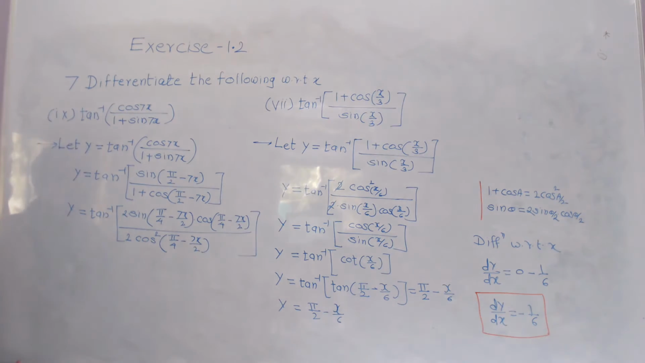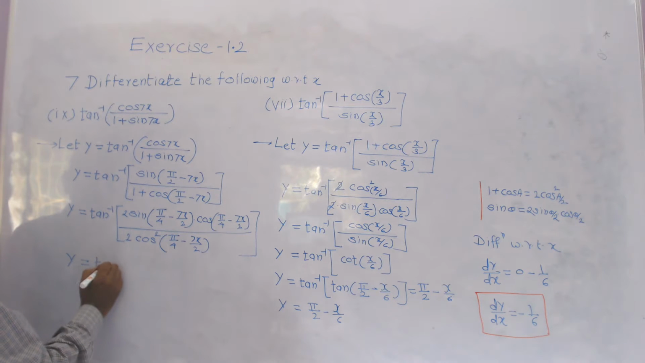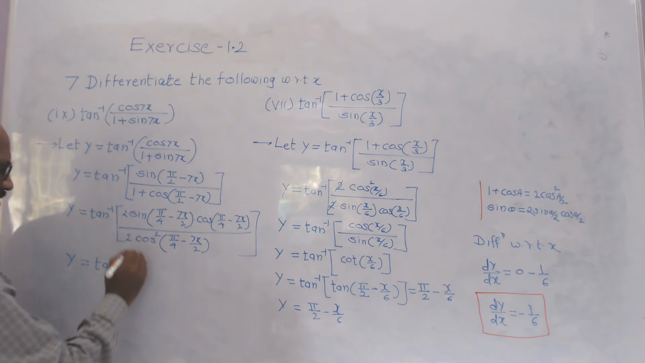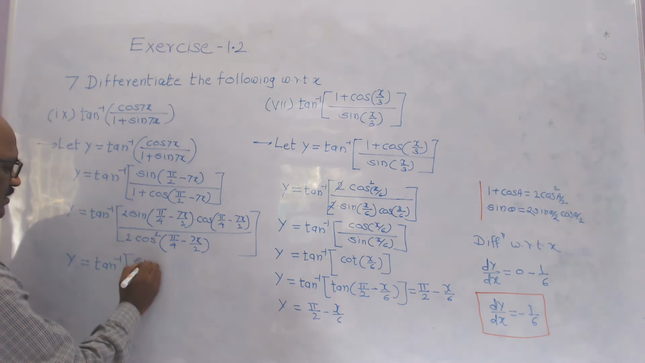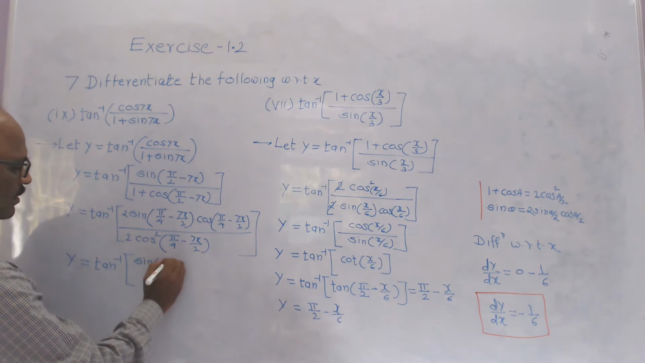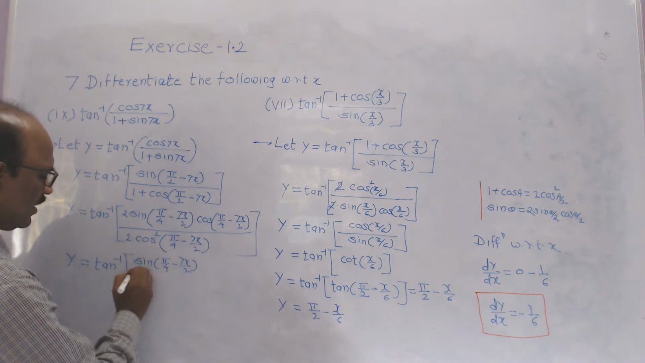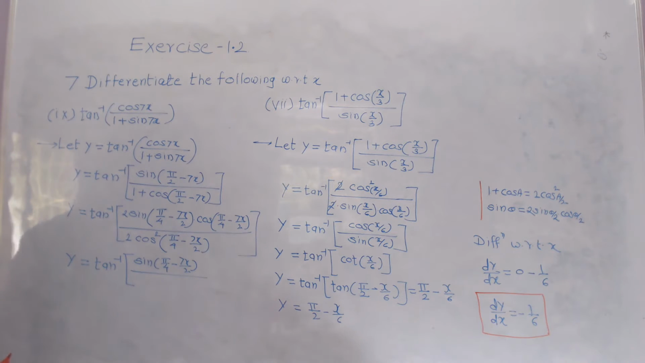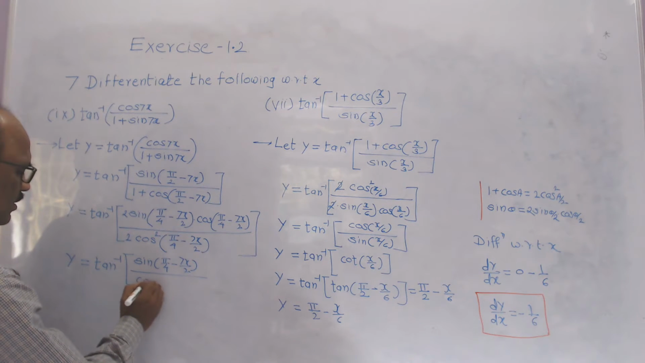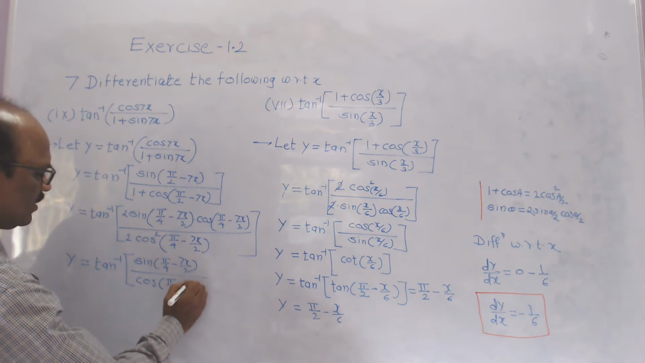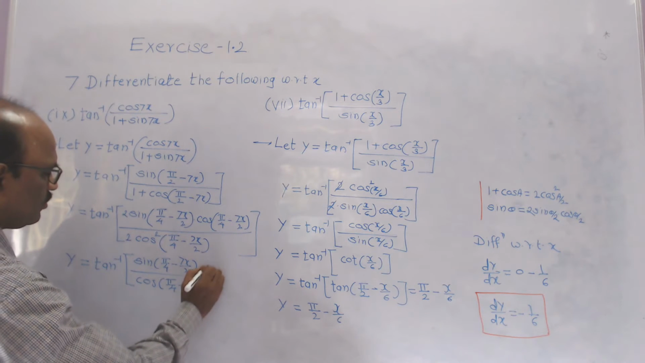Okay, the bracket is completed. The 1 and cos will get cancelled, and hence here you will get y is tan inverse of sine of pi by 4 minus 7x upon 2, and to the denominator, what is the denominator? That is the cos of pi by 4 minus 7x upon 2.